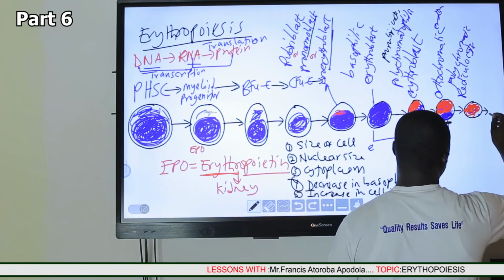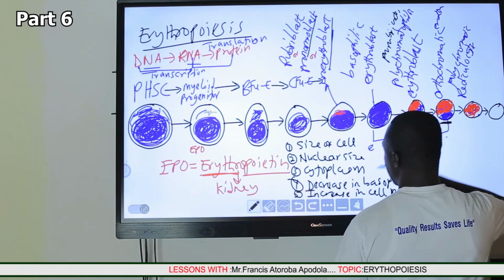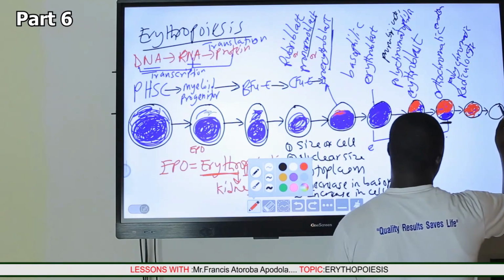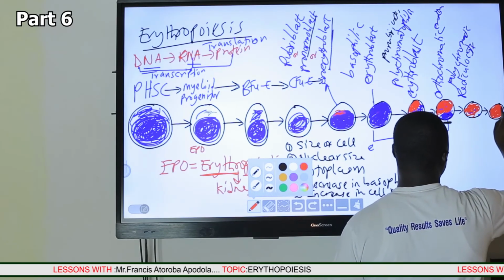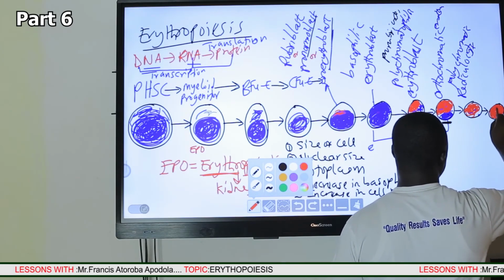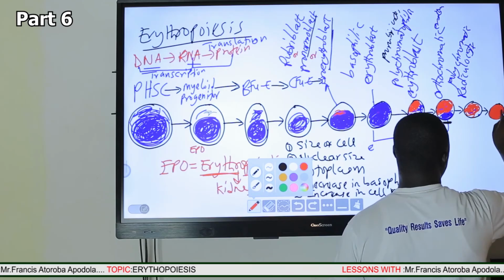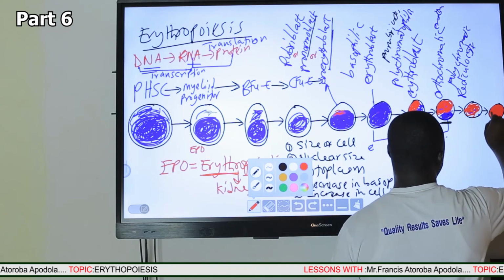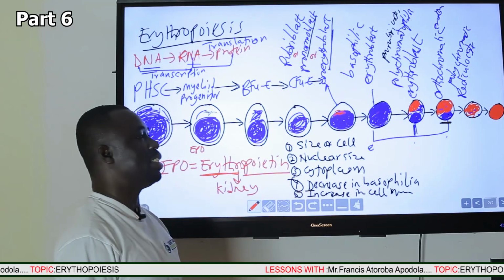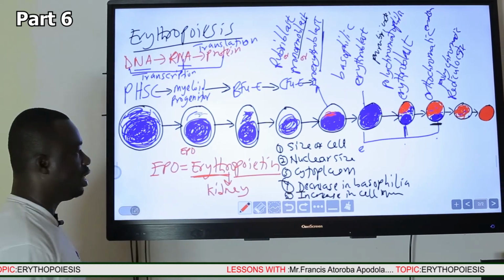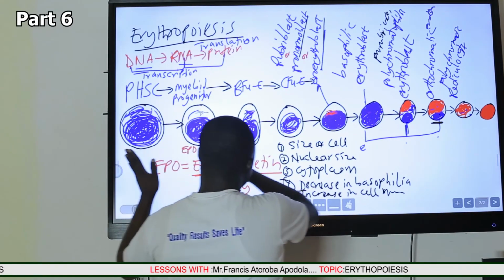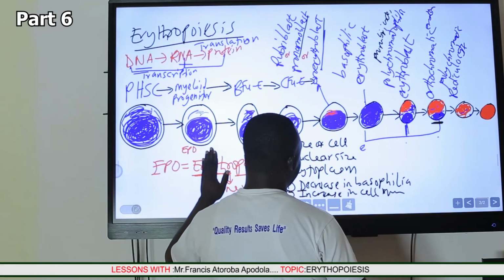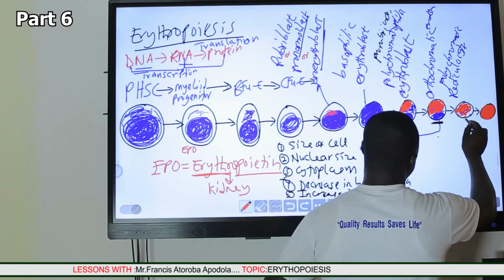The last stage here is the matured RBC, and the matured RBC is completely red. There is no remnant of RNA in the matured red cell. The cytoplasm is saturated with red hemoglobin, and hemoglobin is eosinophilic, and the eosin part of the dye is actually red.